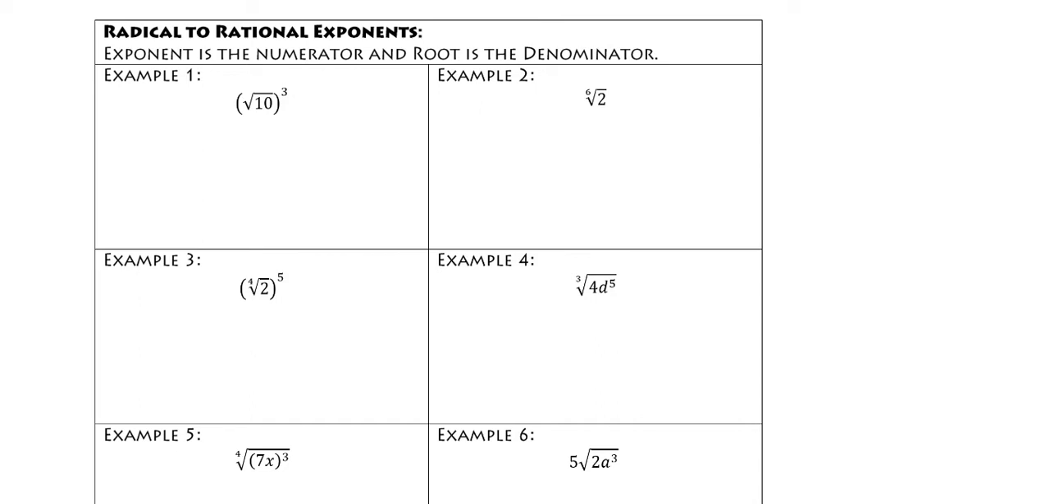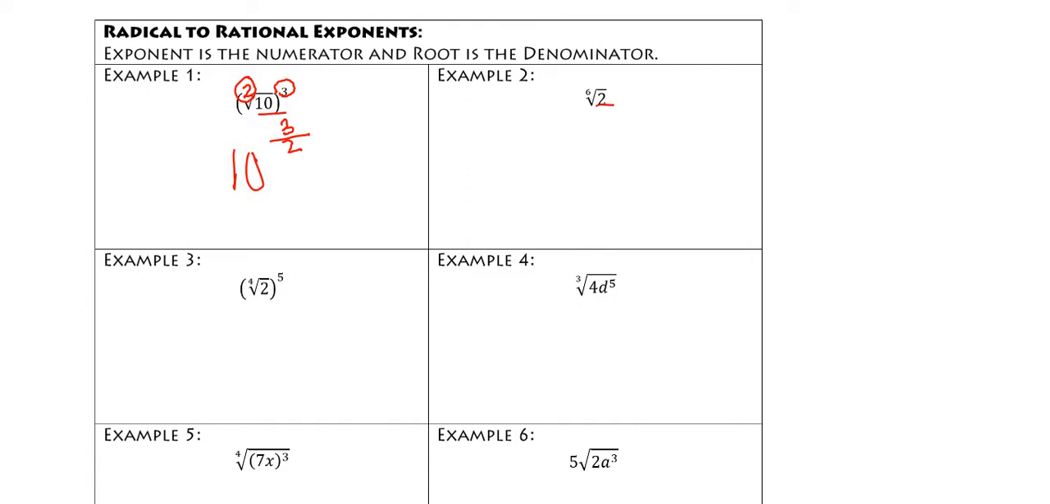So in example 1 here, we have the square root of 10 raised to the 3rd power. When nothing is written here, it means the square root. So I would write that 2 in. So the base is 10, so we rewrite 10. The 3 is the exponent, so that's the top of our fraction. The 2, the square root, that's the bottom of our fraction, so 10 to the 3/2 power.